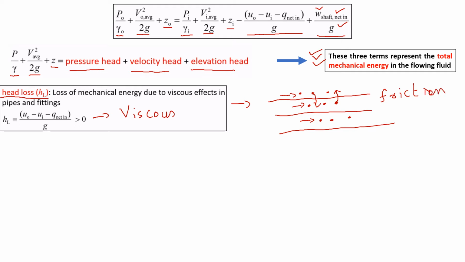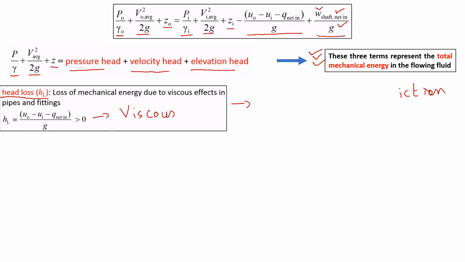friction happens, and due to this friction losses occur, and we say that these are the viscous losses occurring inside the fluid due to the viscous effects inside the fluid. And these viscous effects are represented as head losses, the loss of mechanical energy due to viscous effects in the pipes and fittings. So this is our first term for the loss in mechanical energy inside the fluid. So this term represents the loss.